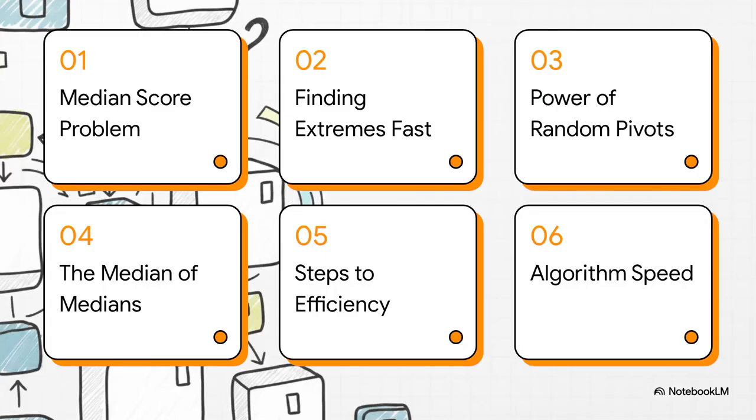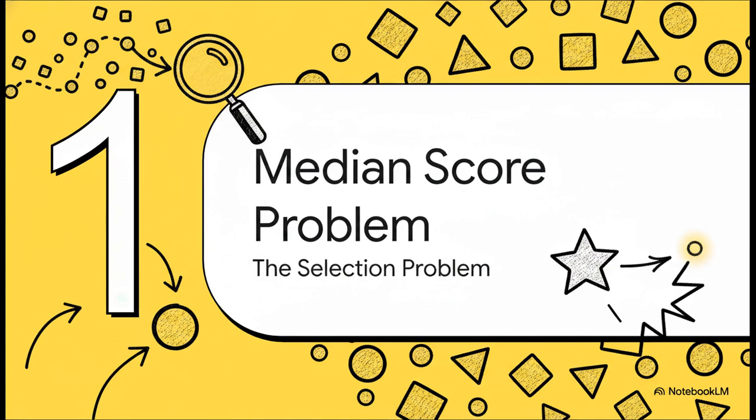So here's our quick roadmap. We'll start with the median score problem, then look at finding extremes fast, explore the power of random pivots, introduce the median of medians algorithm, break down 5 steps to efficiency, and finally wrap up with why algorithm speed means business. Okay, Section 1, the median score problem.